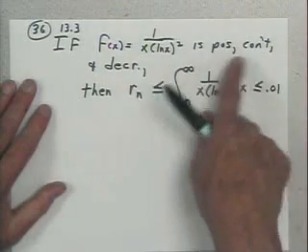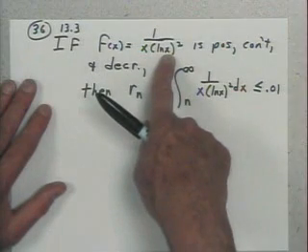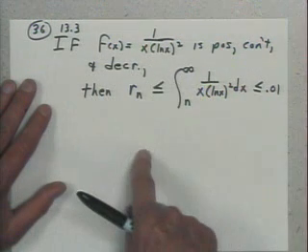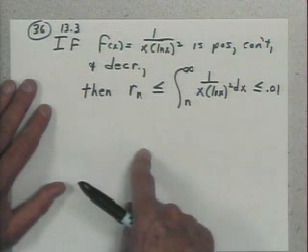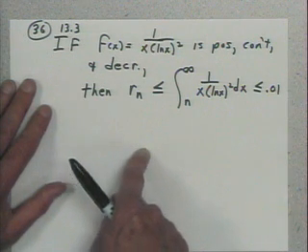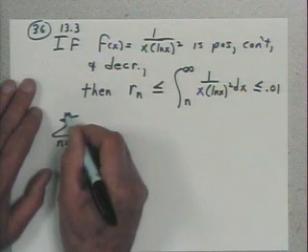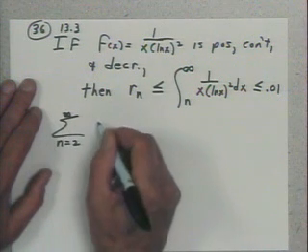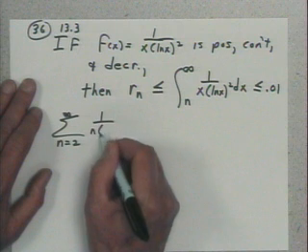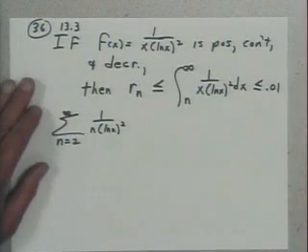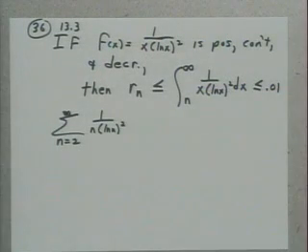Make sure it's positive, continuous, decreasing. Well, here's the function. Is it always positive? Well, the original series started at 2, the sum from 2 to infinity of 1 over n times the natural log of n, squared. So yeah, it's definitely positive. It's the same sort of argument we just did. It's a very similar problem.